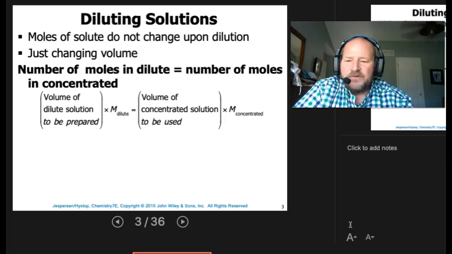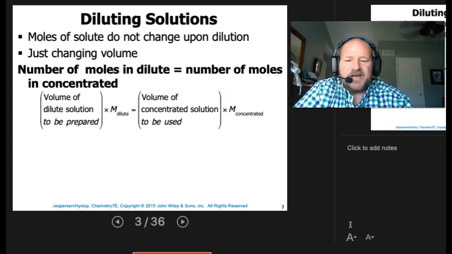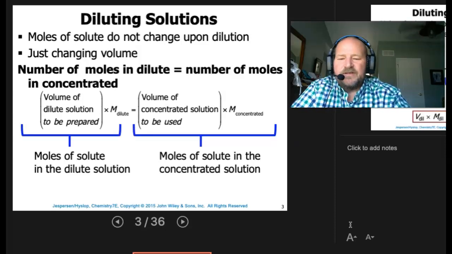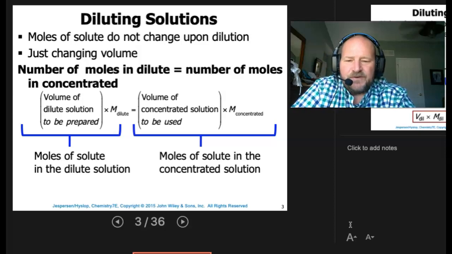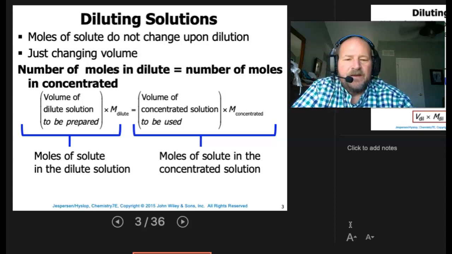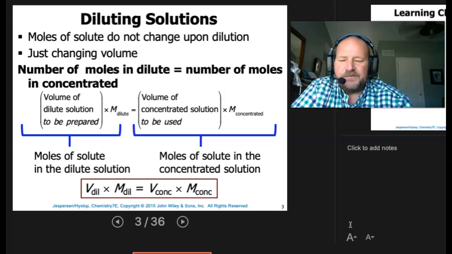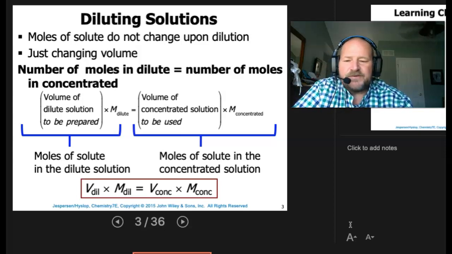So the volume of the dilute solution times the dilute molarity would equal the volume of the concentrated solution times the concentrated molarity. Okay, so moles of solute in the dilute solution, moles of solute in the concentrated solution. This is represented by M1V1 is equal to M2V2. Here they've just reversed those two. We have the volume times molarity equals volume times molarity.